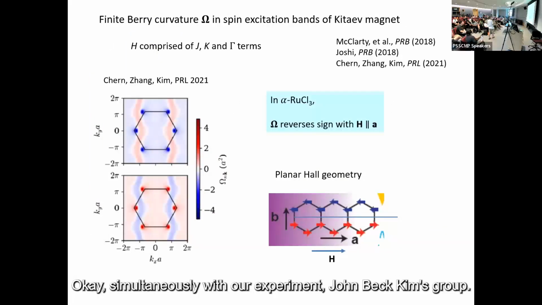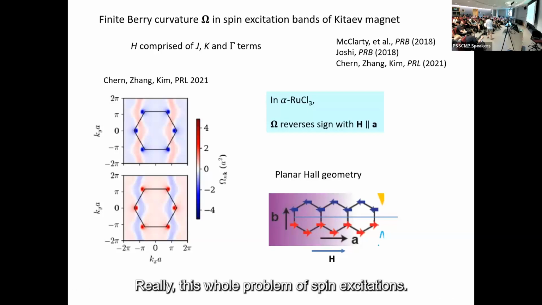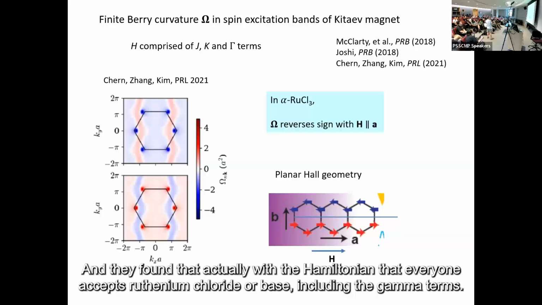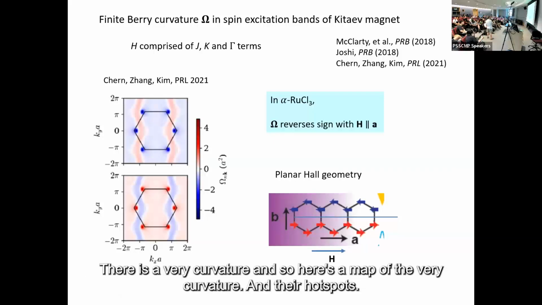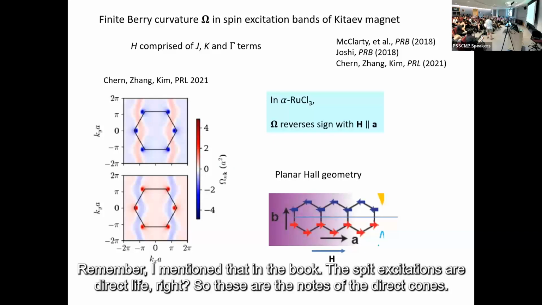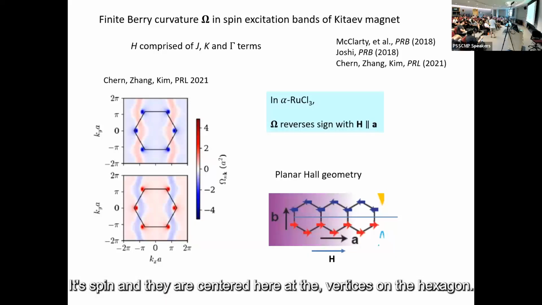Okay, simultaneously with our experiment, Yongbek Kim's group revisited this whole problem of spin excitations. And they found that with the Hamiltonian that everyone accepts for ruthenium chloride, including the gamma terms, there is a Berry curvature. Here's a map of the Berry curvature, and there are hot spots. Remember, I mentioned that in the bulk, the spin excitations are Dirac-like, right? So these are the nodes of the Dirac cones in spin. And they are centered here at the vertices of the hexagon.